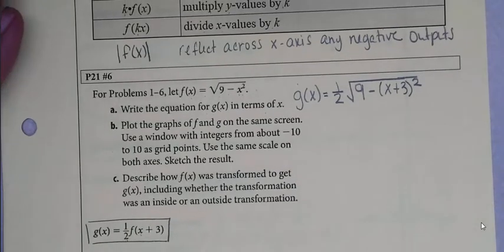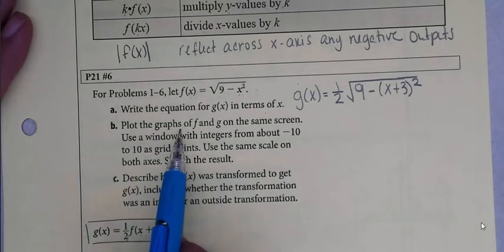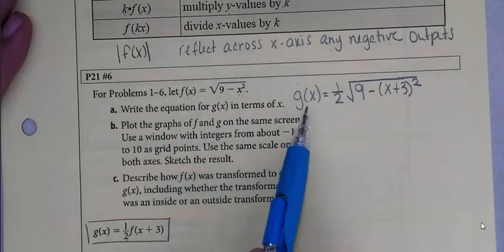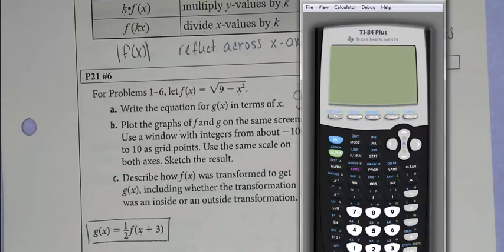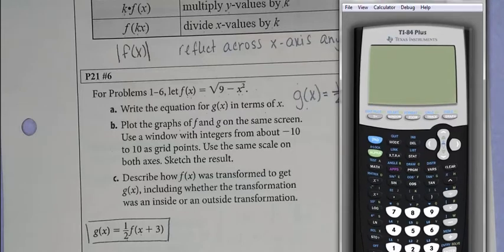Okay, now the second part is we're going to plot the graphs. So we're going to plot both f and g. Okay, so one of them will go in y1, the other one will go in y2. So do it on your calculator for practice. Don't just sit there and watch me do it.